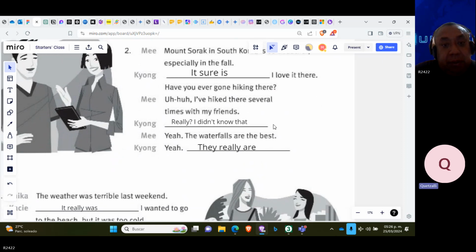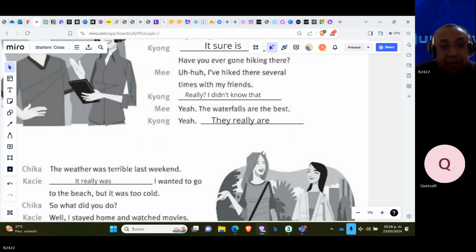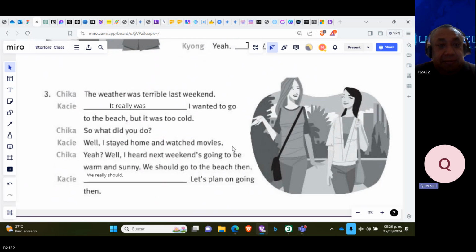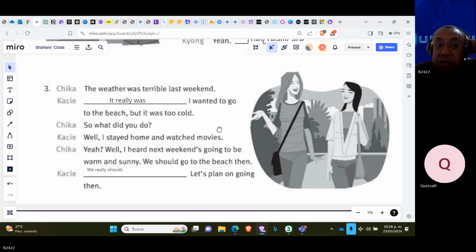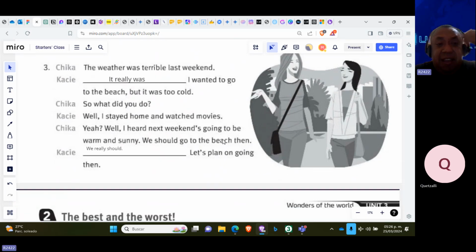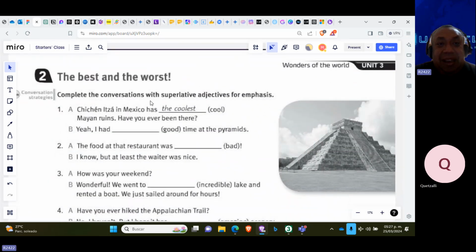Really? I didn't know that. Yeah, the waterfalls are the best. Yeah, they really are. Good. The weather was terrible last weekend. It really was. I wanted to go to the beach, but it was too cold. So what did you do? Well, I stayed home and watched movies. Yeah? Well, I heard next weekend is going to be warm and sunny. We should go to the beach then. We really should. Let's plan on going then. Very good, Casali.